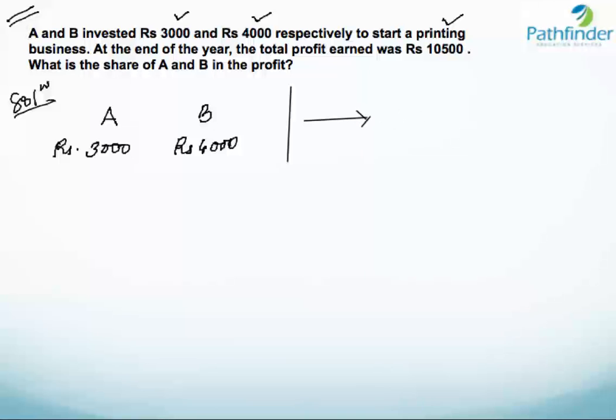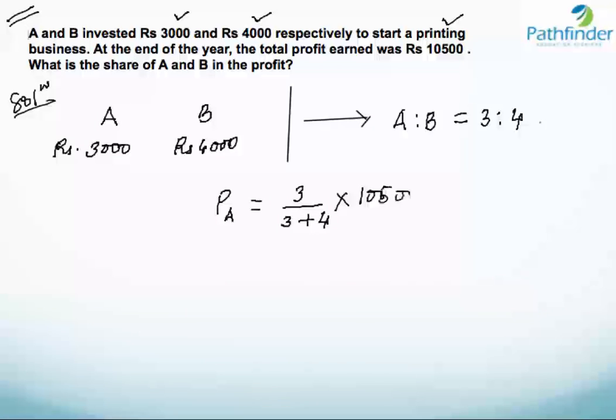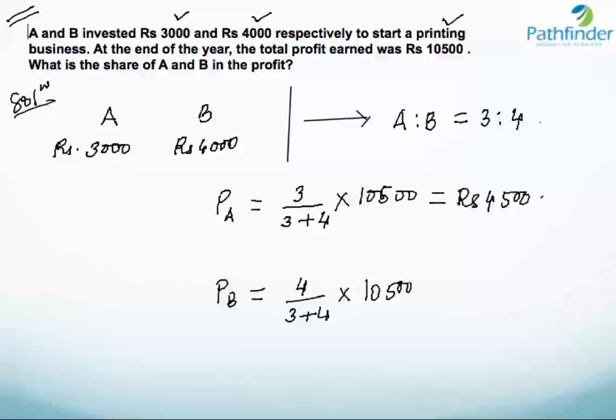So in what ratio will A and B share the profits? A and B will share profits in the ratio of 3000 as to 4000, which is nothing but 3 as to 4. So now to calculate profit of A, we can simply say profit of A will be equal to 3 upon 3 plus 4 multiplied by 10,500, which is equal to rupees 4,500, while B's profit is 4 upon 3 plus 4 multiplied by 10,500, that is equal to rupees 6,000.